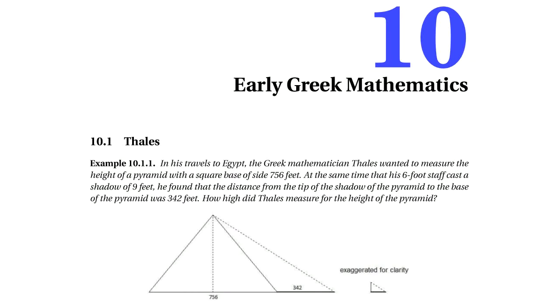The famous Greek mathematician Thales traveled to Egypt and tried to measure the height of a pyramid. What he could easily measure was the length of the side of the pyramid, which was 756. We don't know the height of that pyramid. At a certain time, the shadow of the pyramid was 342. He used a stick with a height of 6, and its shadow was 9.